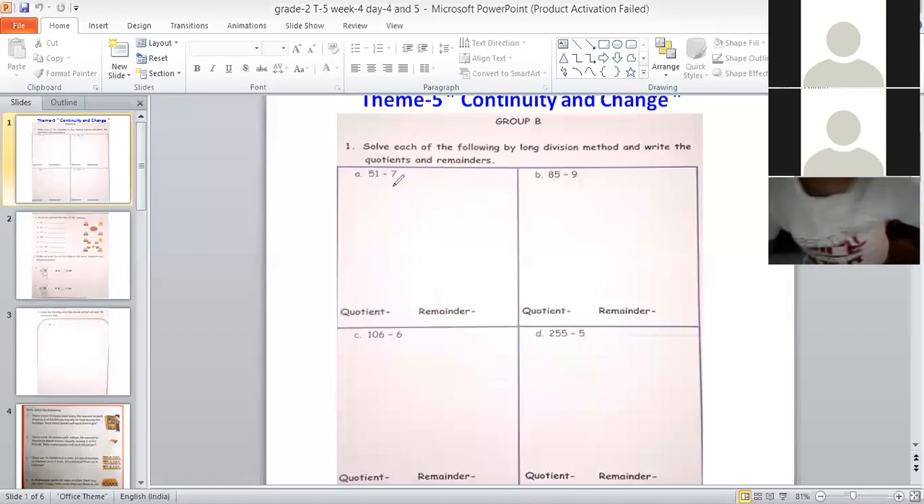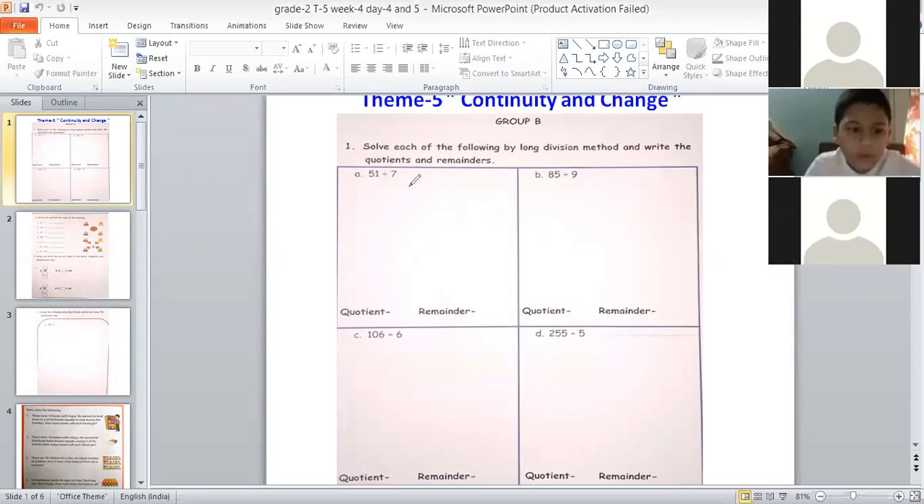So we were doing this first bit. Akshash, please unmute yourself and read first bit. Okay, ma'am. 51 divided by 7. Okay, so this is 51 divided by 7.